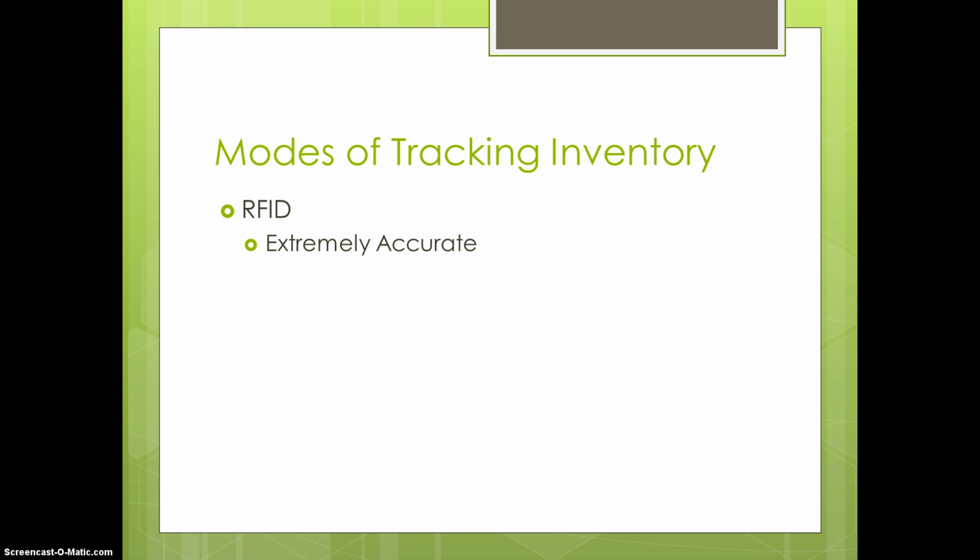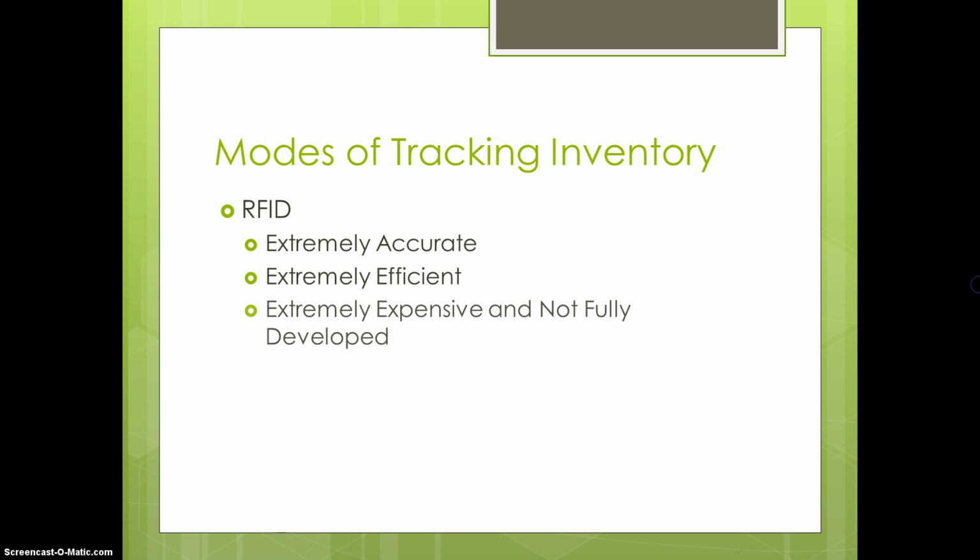This method is extremely accurate, it is extremely efficient, but it is also extremely costly. It's a newer mode of inventory tracking. It has not been as fully developed, and this leads to higher costs and also some potential limitations and bugs, such as lack of range. If you have a larger warehouse, your computer system might not be able to monitor the whole warehouse. You might need multiple computers to do that.